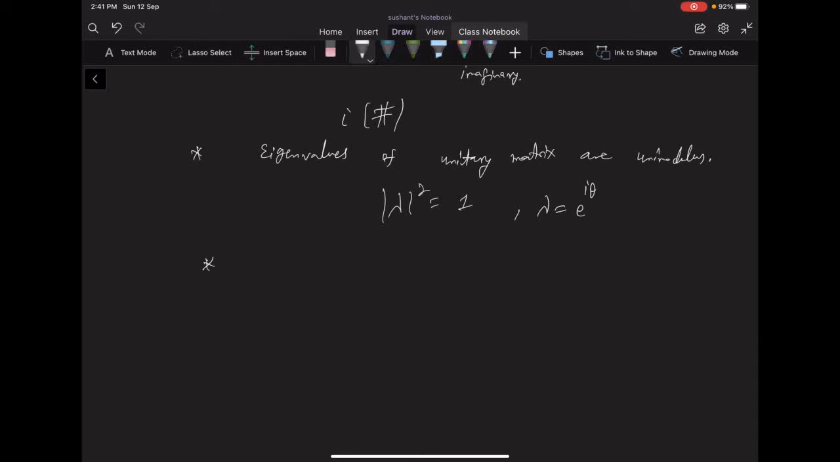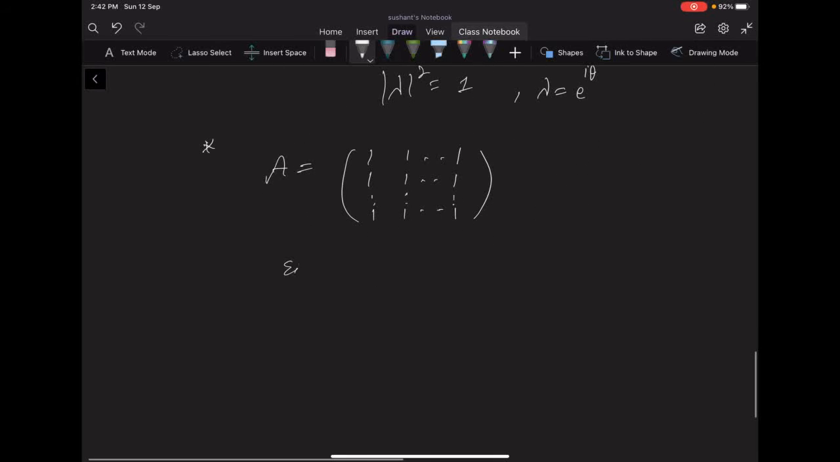Now the last important point is that if A is a matrix with all the entries as 1, then this is a special matrix, and we can calculate its eigenvalues by solving the characteristic equation. But there is only one non-zero eigenvalue, which equals n. This is an n cross n matrix, and all other eigenvalues will be equal to 0.